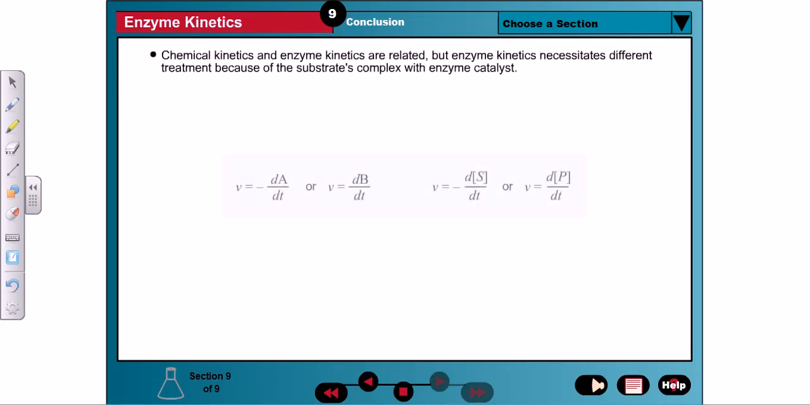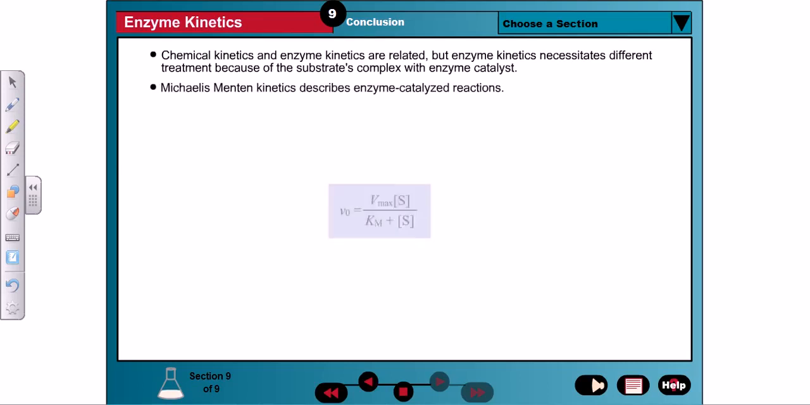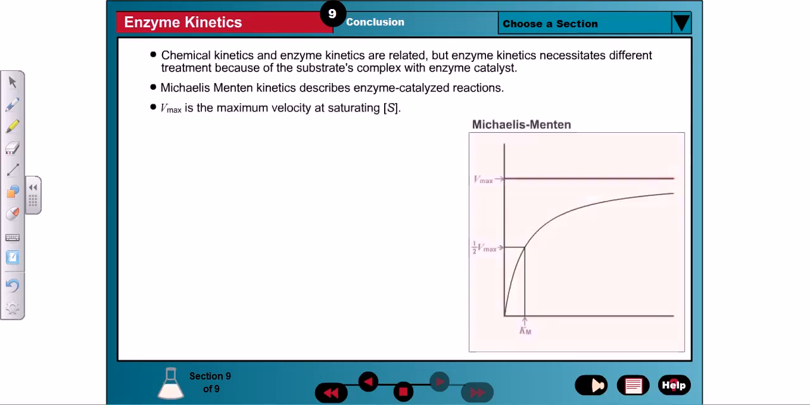Chemical kinetics and enzyme kinetics are related, but because of the complex of enzyme with bound substrate, enzyme kinetics only correlates well with chemical kinetics in the extreme cases with very limited substrate or vast excess of substrate. Michaelis-Menten enzyme kinetics describes the behavior of enzymes over a wide range of substrate concentrations. Two important kinetic parameters are Vmax and Km. Vmax is the maximal velocity of an enzyme-catalyzed reaction at saturating substrate concentration.